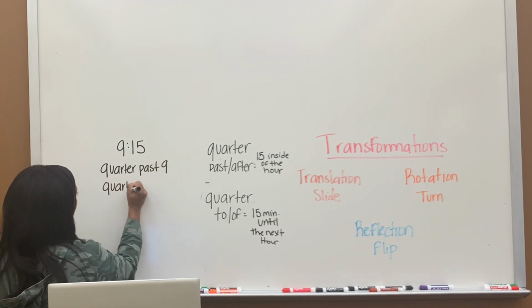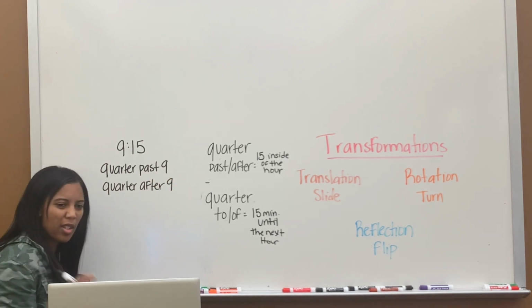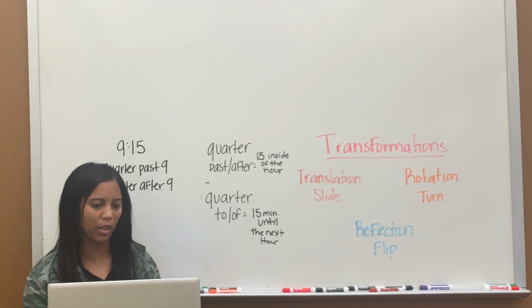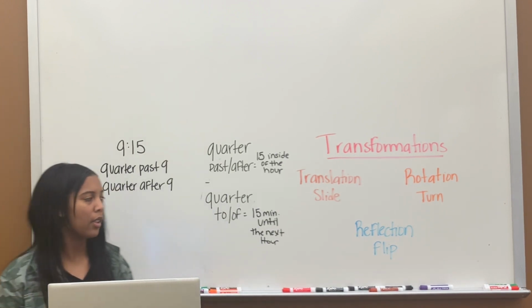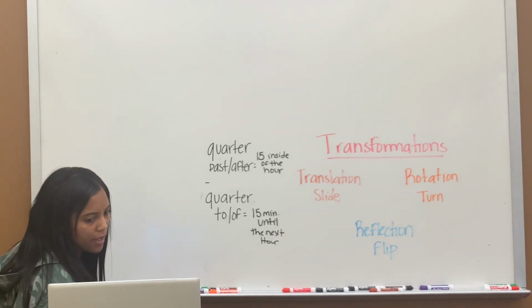You get it now? Yeah, this part is usually the easier part. It's just the quarter to. That part's kind of the confusing one. But this one, quarter past 9, quarter after 9. Okay, so what time is it on number 7?